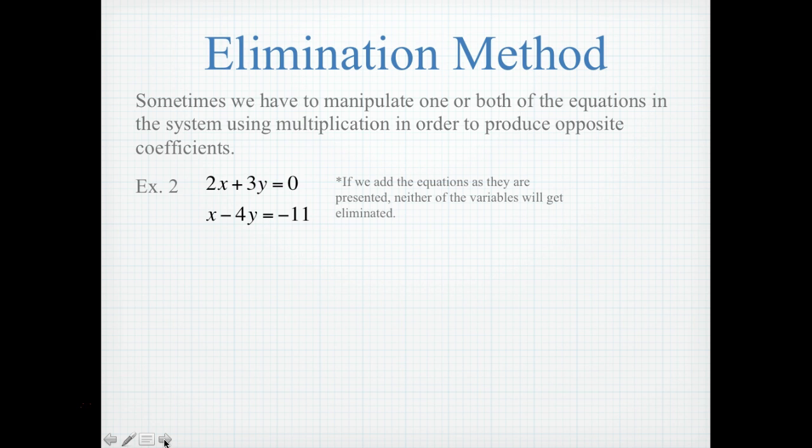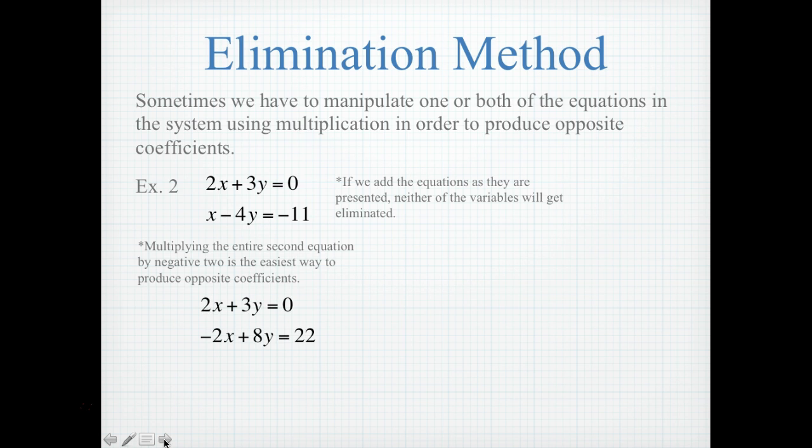So notice if I add these two equations together as they're presented, neither of the variables are going to eliminate themselves. 2x and x is 3x. 3x minus 4y is negative 1y. So we have to multiply one or both of the equations in order to produce the opposite coefficients.